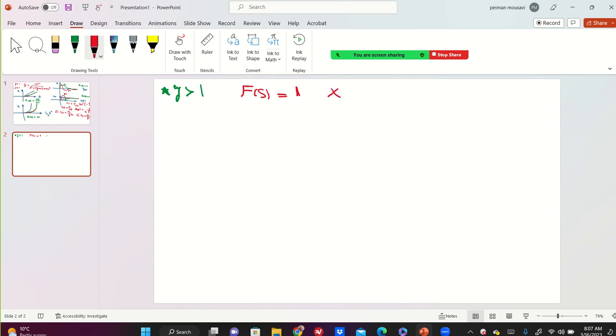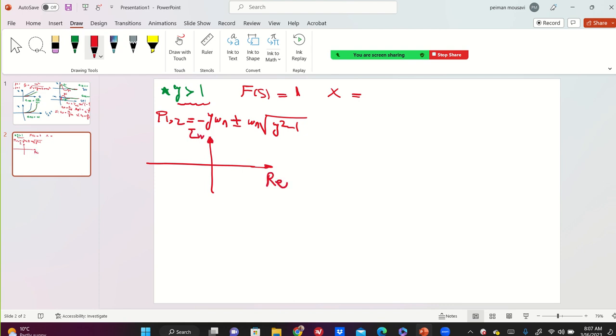So from here you get X. If you look at your notes, when you have the overdamped system, the poles of the system are distinct real poles, minus zeta omega n plus or minus omega n square root of zeta squared minus 1. Remember, you have this in your notes. I'm just plotting it here. If you plot it in the real and imaginary plane, you have these two real poles for the overdamped system.